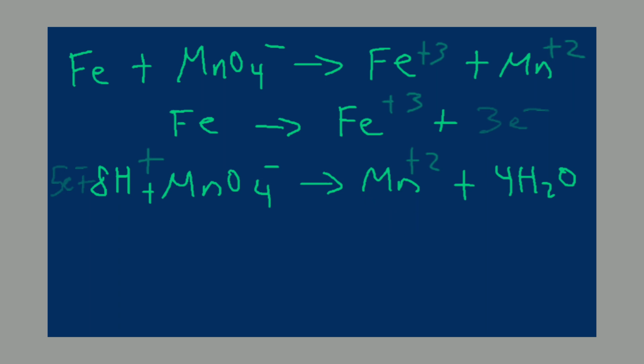Now we need to make the number of electrons equal. We have 3 in the first half reaction, 5 in the second. So the least common multiple of 3 and 5 is 15. So therefore, we need to multiply the first reaction by 5 to get to 15 electrons, and the second one by 3 to get to 15.